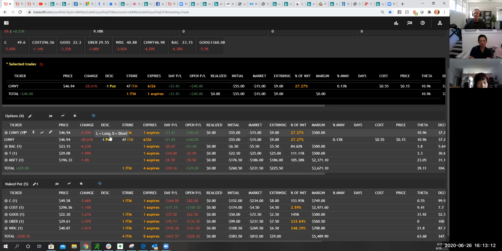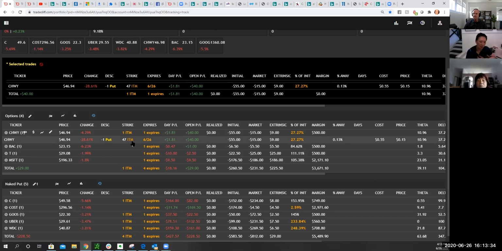A description: when there's a minus here, it means you've sold a put. Another way of saying that is that you're short a put. So +1 means you're long, and -1 means you're short. Strike means the strike price. ITM means in the money. So it's currently in the money.